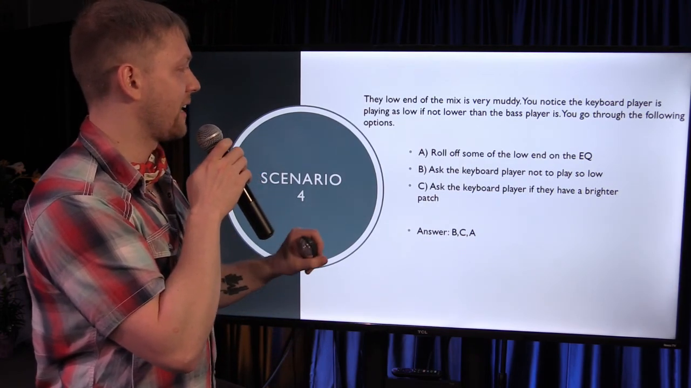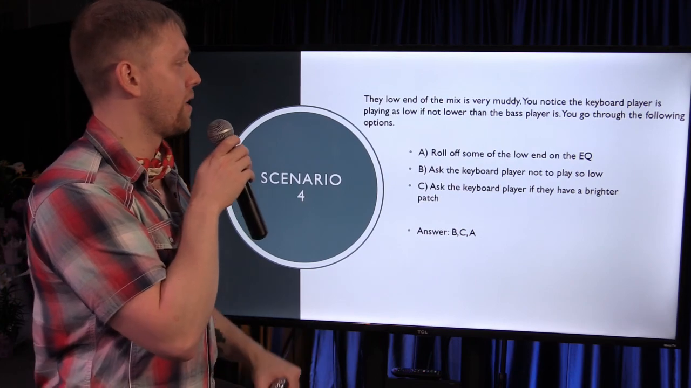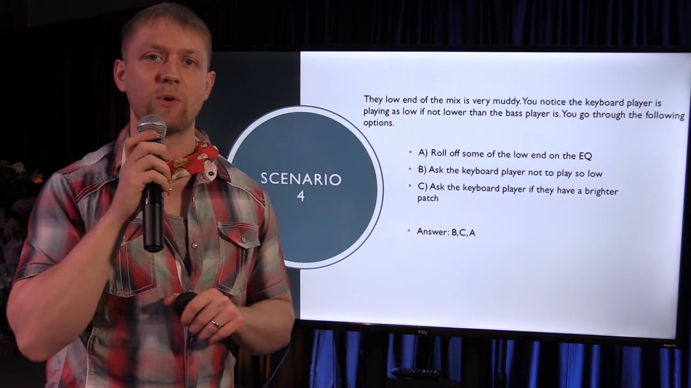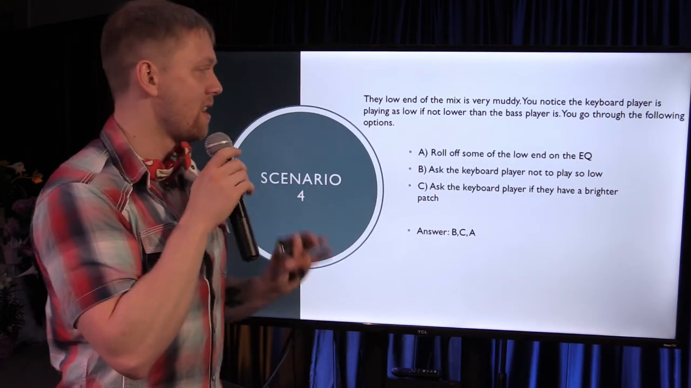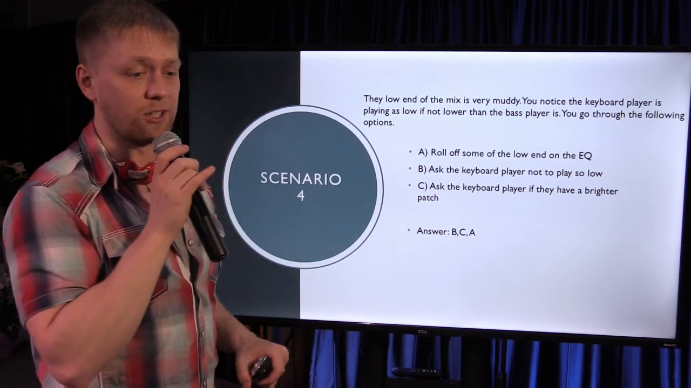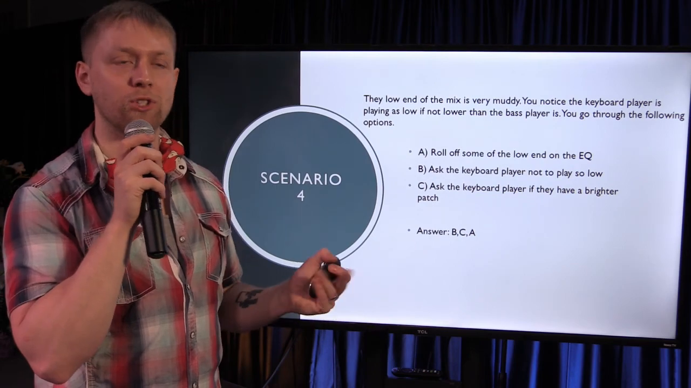And then finally, option A is another one. We can roll off some of the low end on the EQ. You can even go as far as using a high pass filter to roll off some of that. Both are a good option if worse comes to worse.